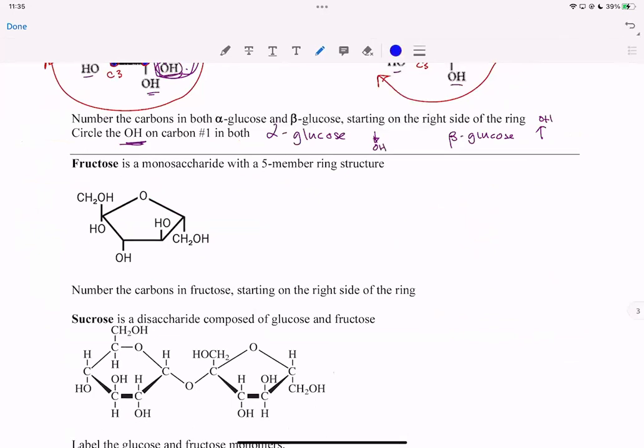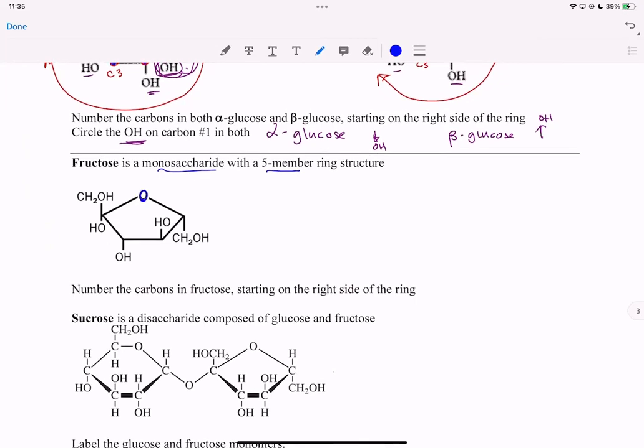So fructose is another example of a monosaccharide, except it's a 5-member ring. So a 5-member ring looks like a pentagon, and just like the 6-member ring, not all of the atoms are carbons. So let's start with this oxygen that's part of the ring, and then to the right of it, this is a carbon. Then here's another one, here's another one, and here's another one. So there's 4 carbons as part of the ring, but then there's also 2 carbons outside of the ring. So there's one here and there's one there. So there's 6 carbons total.